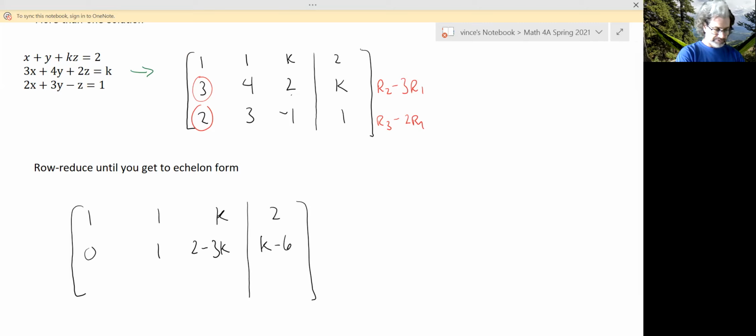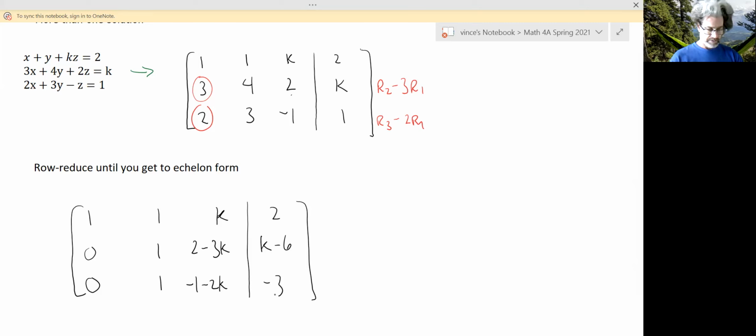Let's do row 3, same stuff. 2 minus 2 times 1, so that's 2 minus 2, that's 0. 3 minus 2 times 1, that's a 1. And then -1 minus 2 times k. So -1 minus 2k would go in that bottom third slot. Okay. And I'm doing 1 minus 2 times 2. So that's 1 minus 4. This would be a -3 here. So far we've got the first column taken care of. We've done our row reduction steps so that I get a pivot column in the first column.